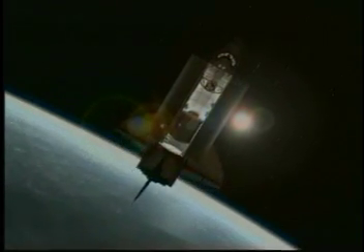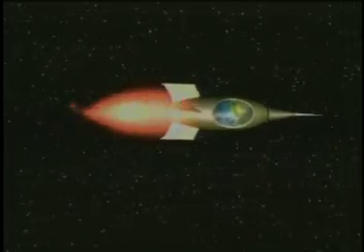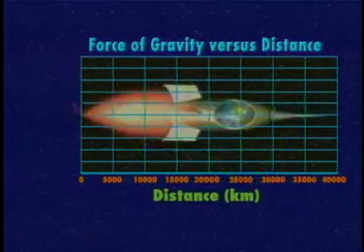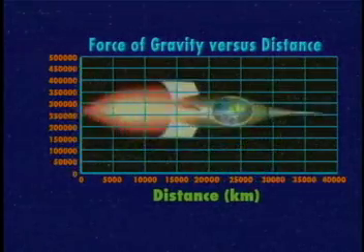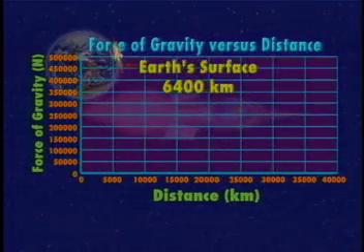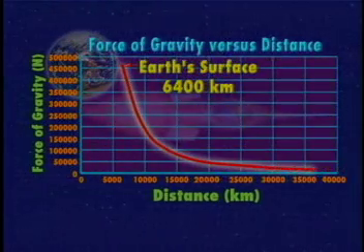Remember when Dr. Crouch told us that gravity diminishes as we get farther and farther away from the Earth? We can represent this visually with a graph. The x-axis, or horizontal axis, represents distance, and the y-axis, or vertical axis, represents gravity. From the graph, you can see that gravity decreases with increasing distance.